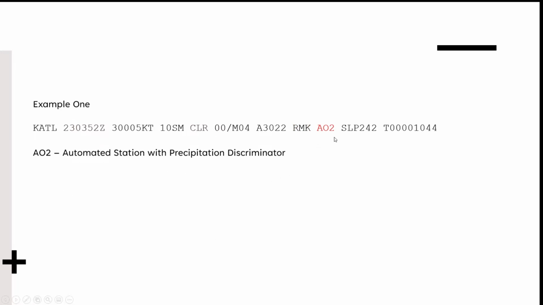AO2 means that this is an automated weather station. You see those ASOS and AWOS indicators on the sectional chart. That's probably what this is. Sea level pressure in hectopascals. This is telling us that the sea level pressure is 24.2. International pilots might find this more useful than the A3022 setting.